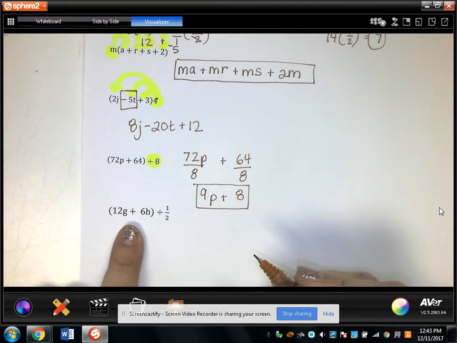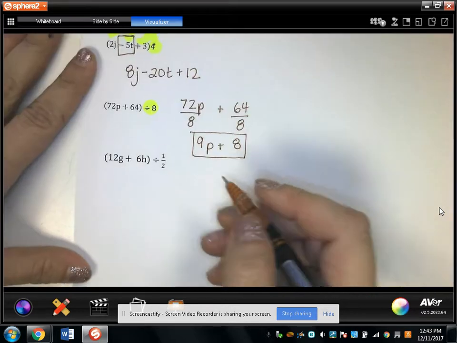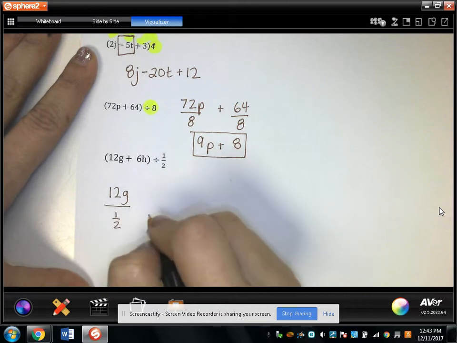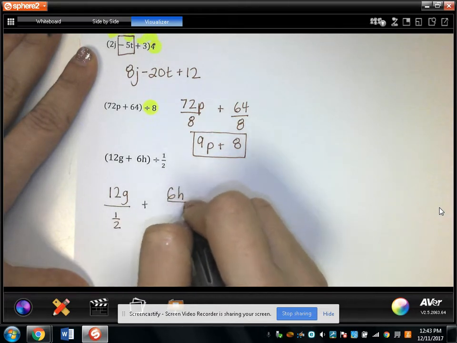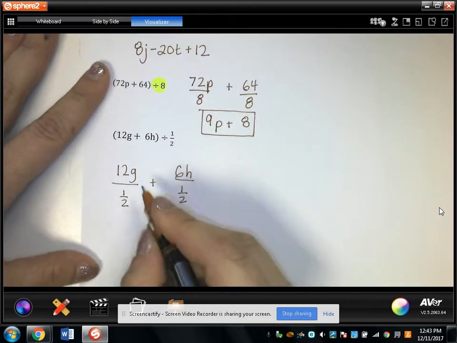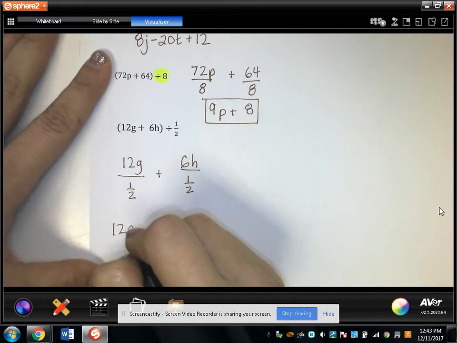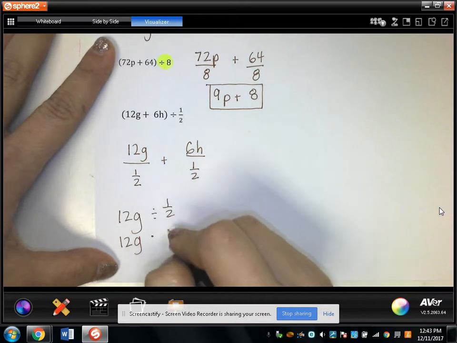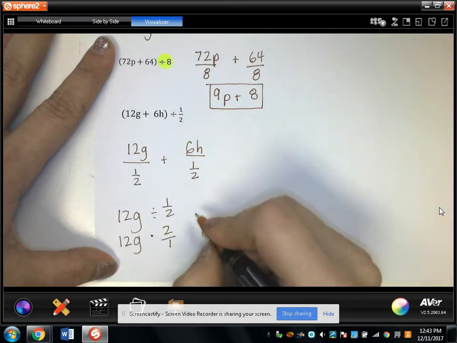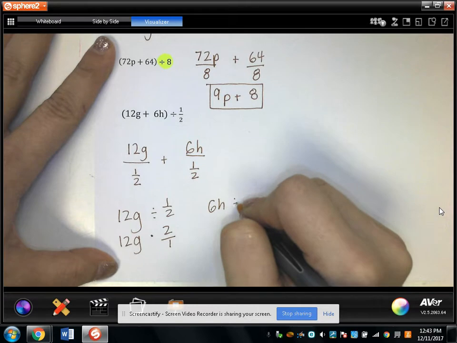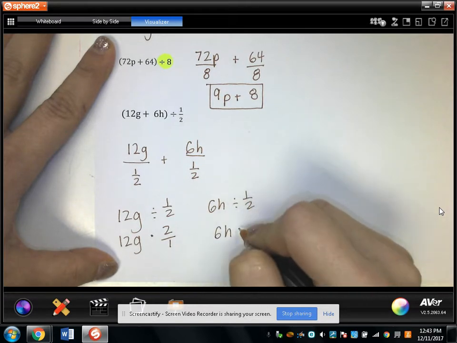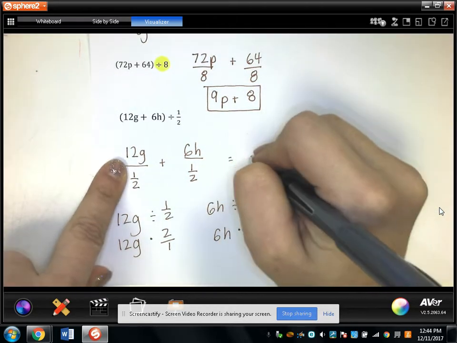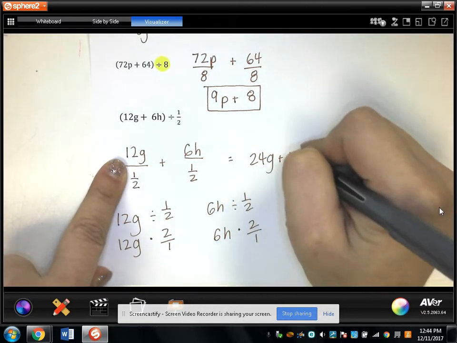All right, here I'm going to divide everything in parentheses by 1/2. So 12g divided by 1/2 plus 6h divided by 1/2. Now when you divide by 1/2, what you're really doing is multiplying by the reciprocal. So when you divide by 1/2, what you're really doing is multiplying by 2. So this is going to give you 24g plus 12h.